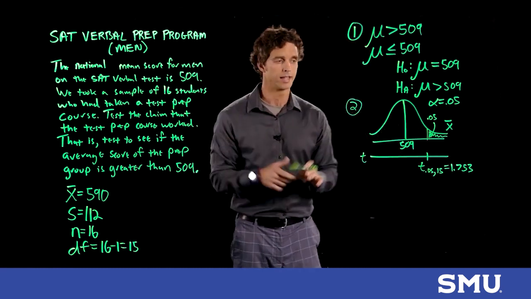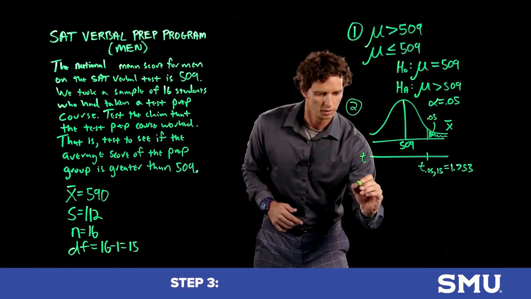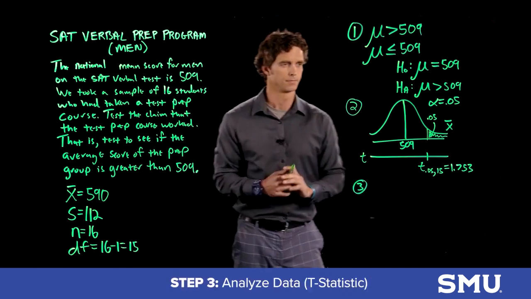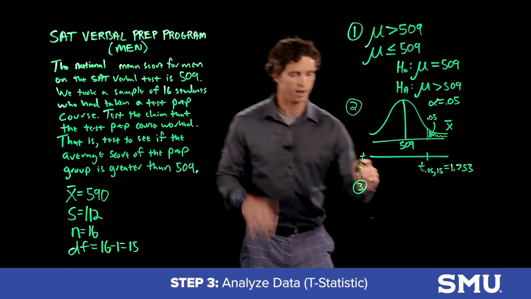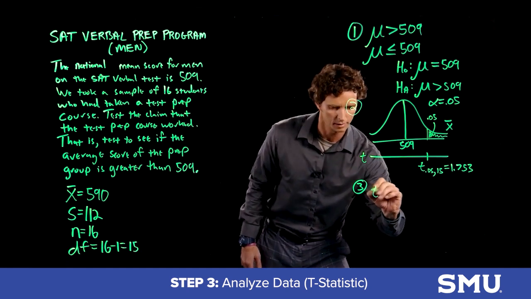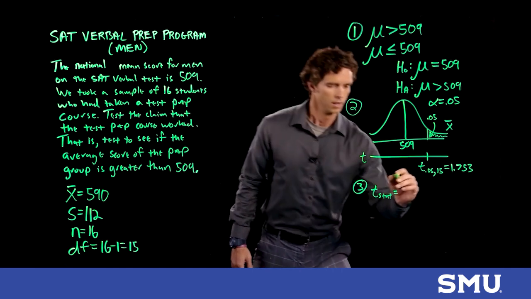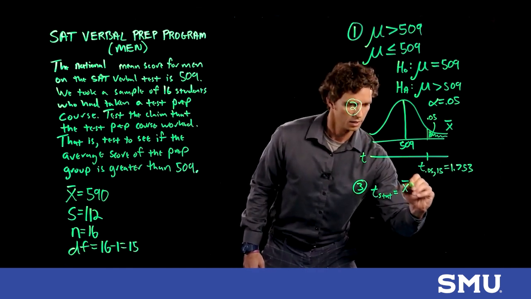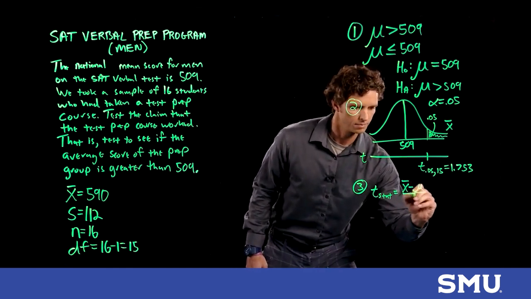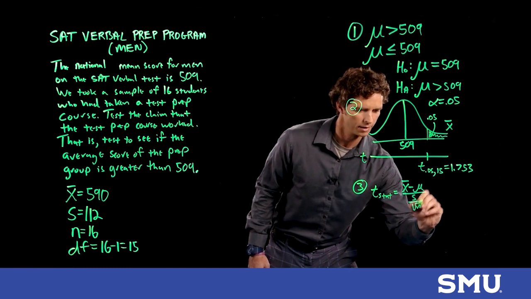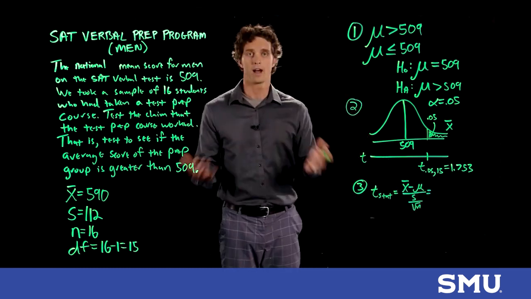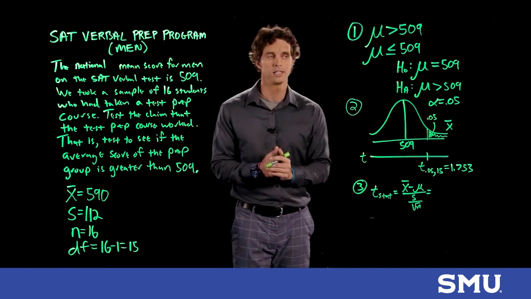Notice we haven't even looked at the data yet. So what we're going to do next is go look at the data. And in the data, we're going to have our t statistic. I'll call this the t statistic. That is equal to x bar minus mu divided by s divided by the square root of n. And we've got everything we need to know to calculate this t-statistic.